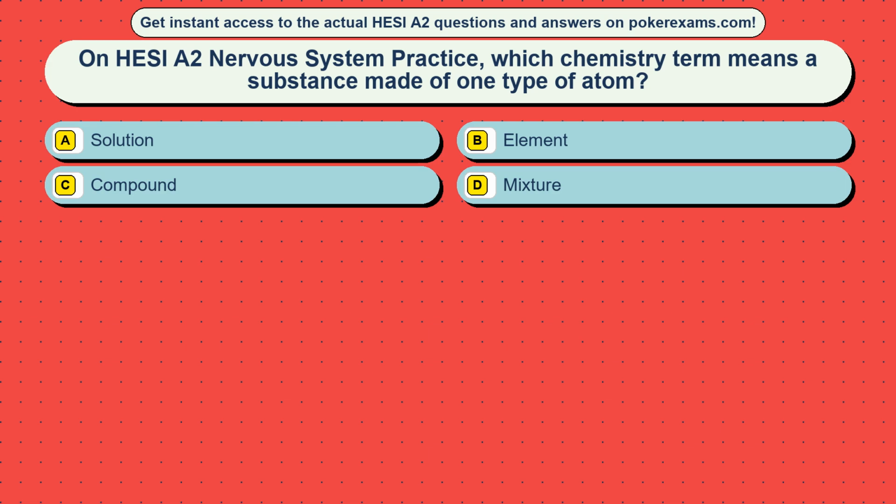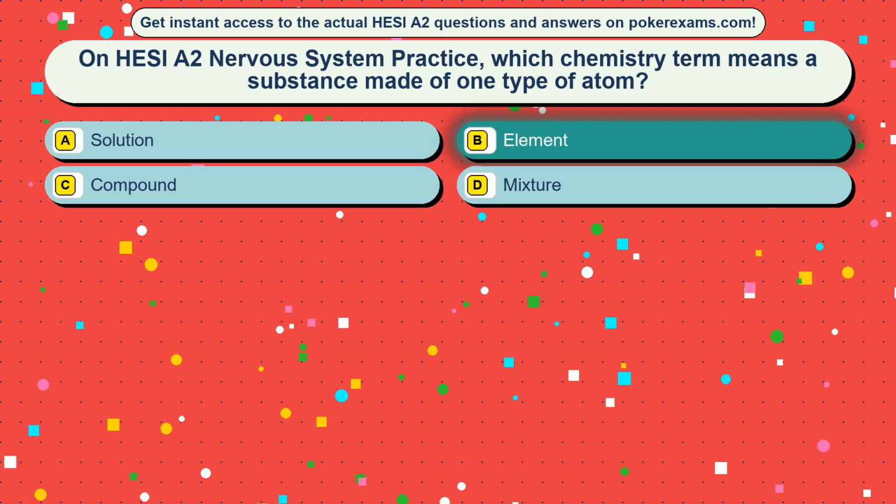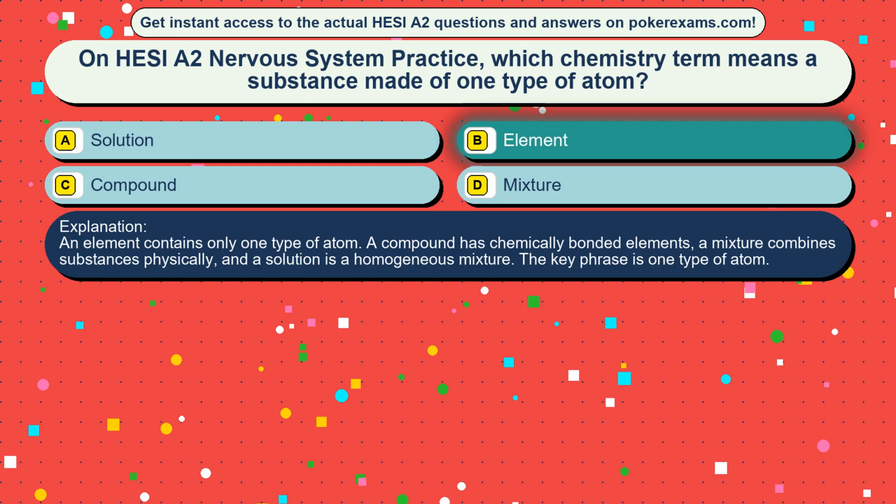Question 4. On HESI A2 nervous system practice, which chemistry term means a substance made of one type of atom? Option A, solution. Option B, element. Option C, compound. Option D, mixture. The correct answer is option B, element. An element contains only one type of atom. A compound has chemically bonded elements, a mixture combines substances physically, and a solution is a homogeneous mixture. The key phrase is one type of atom.